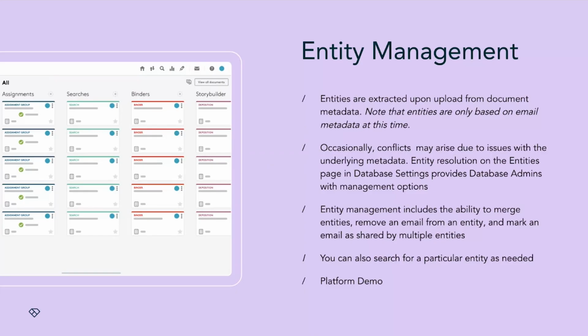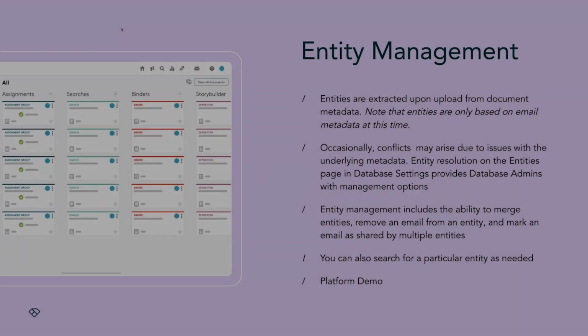The 3 things we're going to be looking at with entity management are the ability to merge entities, so 2 entities into one or more, remove or unassociate an email with an entity, so a bit of editing and cleanup, or your ability to mark an email as shared between multiple entities, which is going to exclude it from appearing in searches and help you get more relevant information. We're going to head over to Everlaw to take a look at what these things look like on the platform.